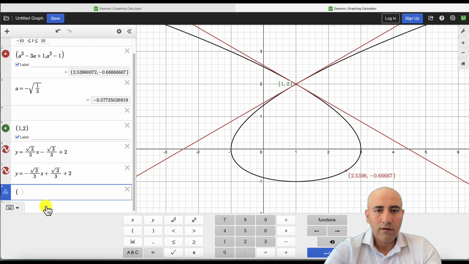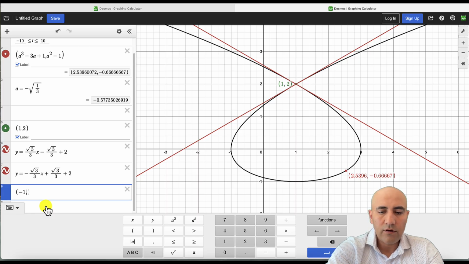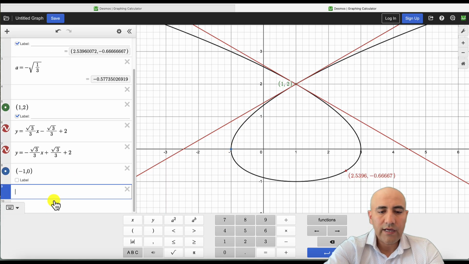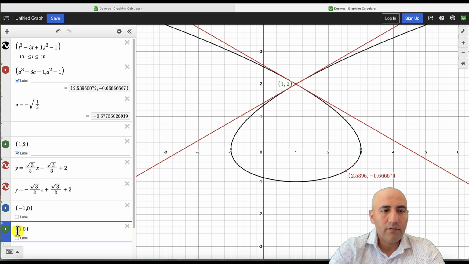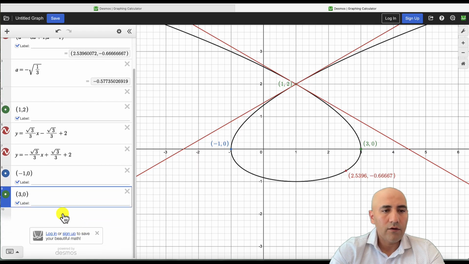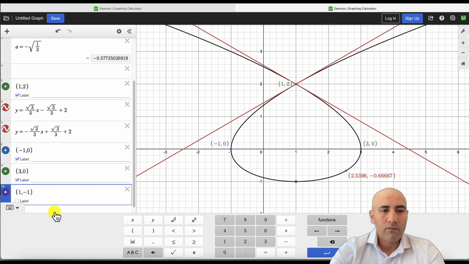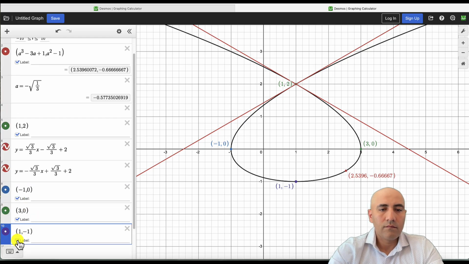We had (-1, 0). Here it is. We can see we're going to have a vertical asymptote there, a vertical tangent line. Same thing with (3, 0). So here and here we have two vertical asymptotes, and then we also have the point (1, -1), which is this point here.